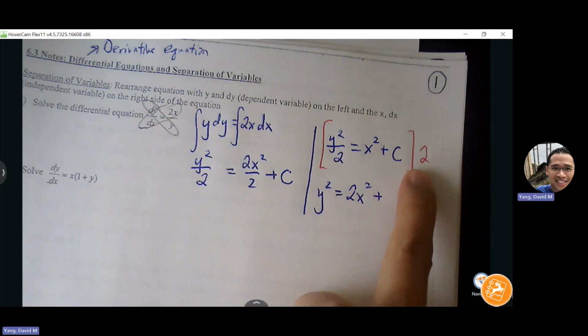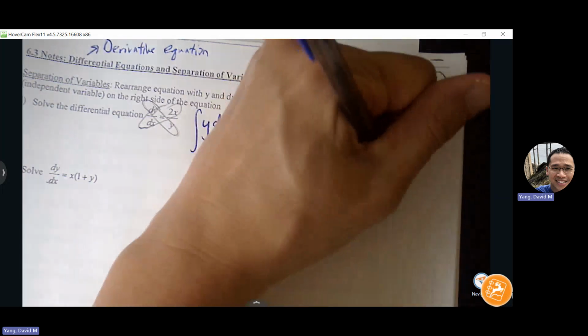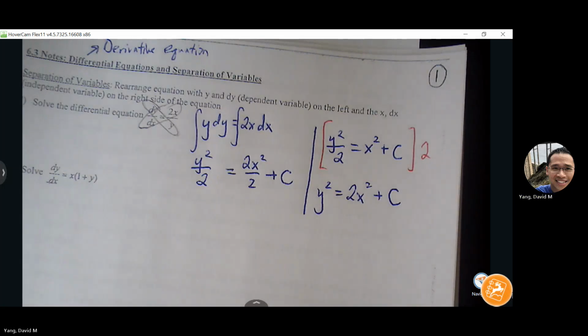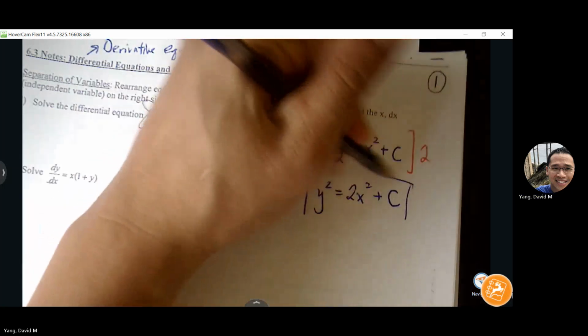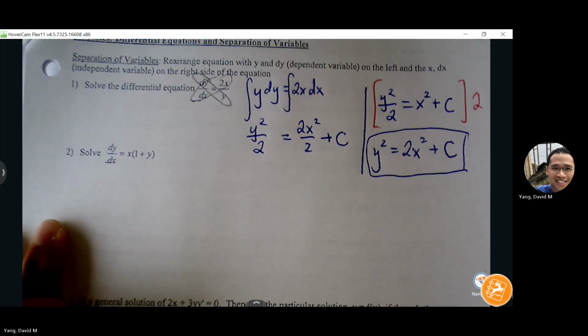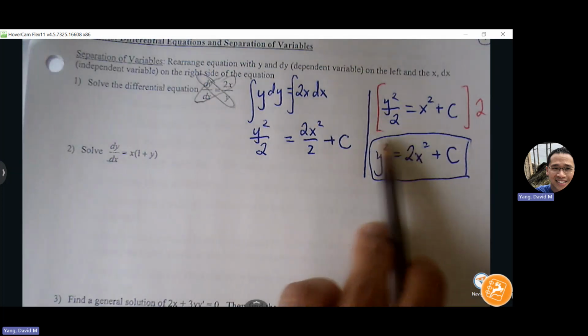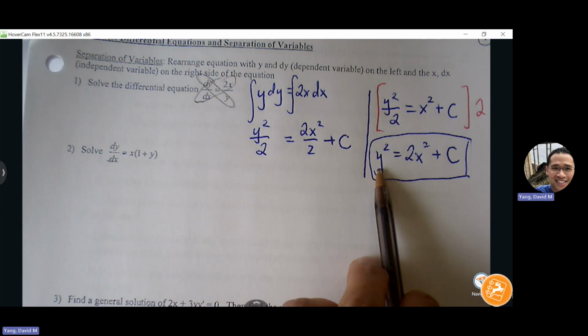Now, 2 times c will give you 2c, but c will absorb any constant or coefficient into it. So 2 times c is still a constant. So we normally just call it a plus c. Okay, so we start with the easiest example, and then we're going to add to it. But that's the basic process. We get the dependent variables together, get the independent variables together, take the antiderivative, and then try to solve for y. In this case, I know we didn't quite solve for y, but we'll leave this as y squared.